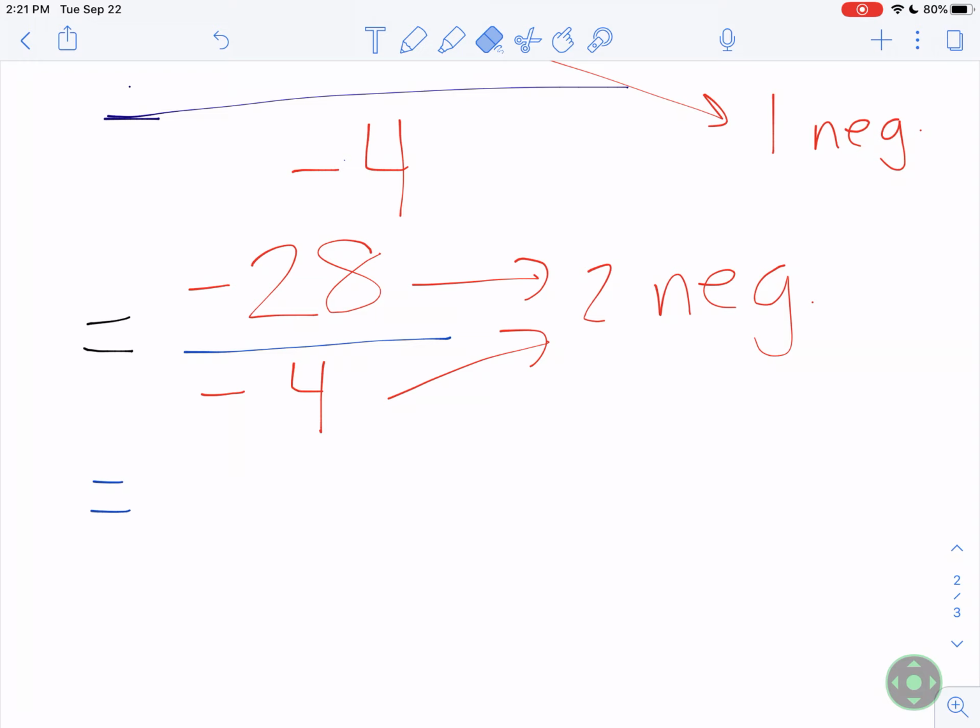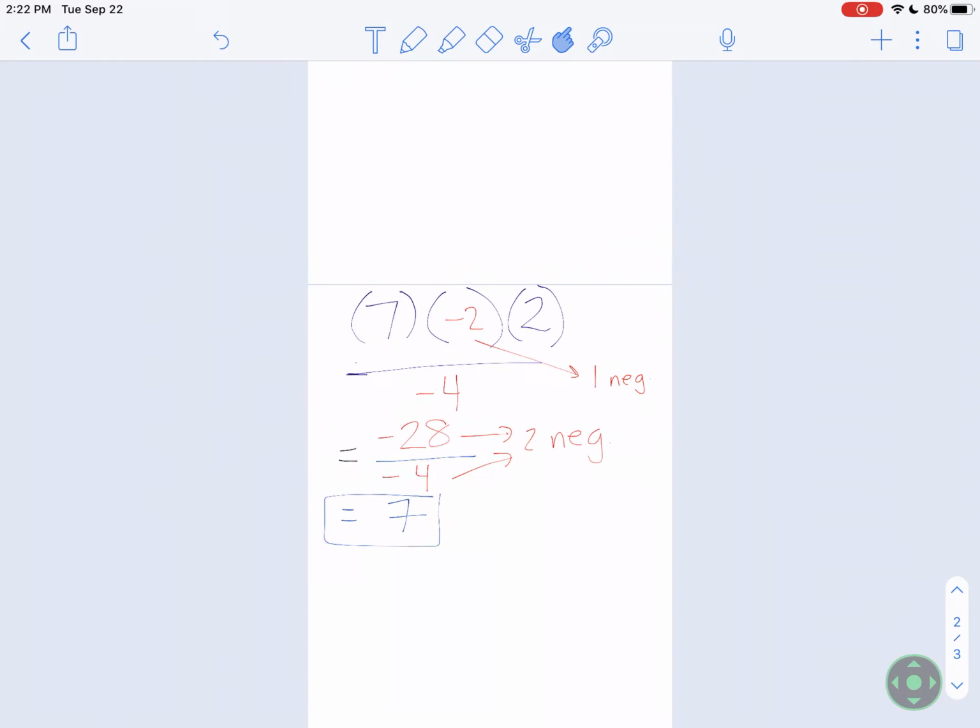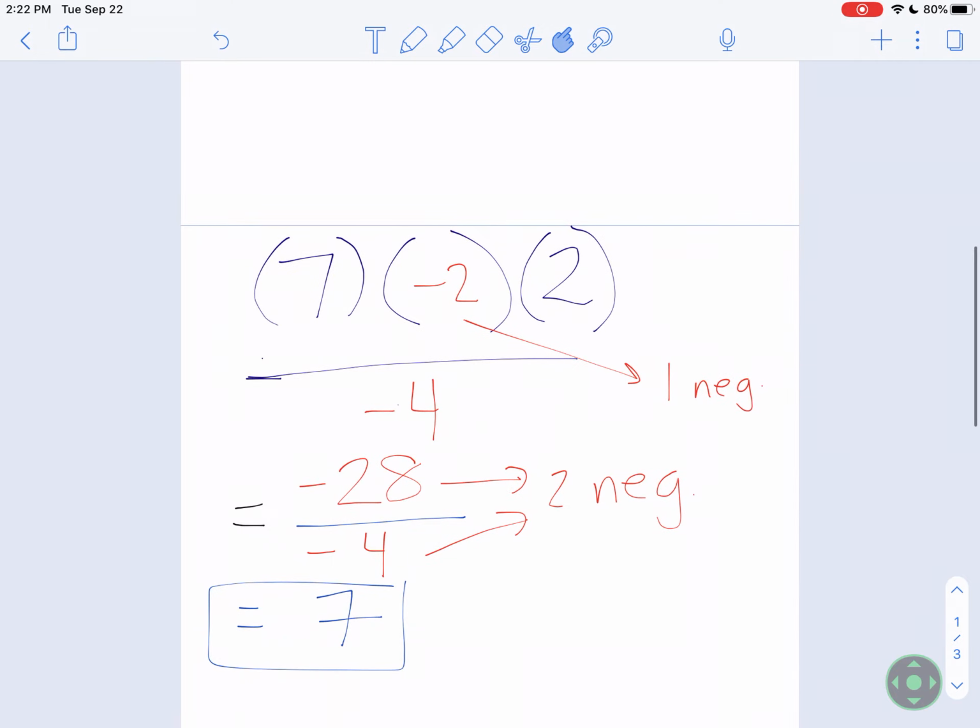And then 28 divided by 4. If you're not sure, you're always welcome to use a calculator, or what you could do is take 28 and cut it in half to get 14, and cut it in half again to get 7. Hopefully that makes sense because 7 times 4 is 28, kind of working backwards to check. So positive 7 is my final answer to this integer question.